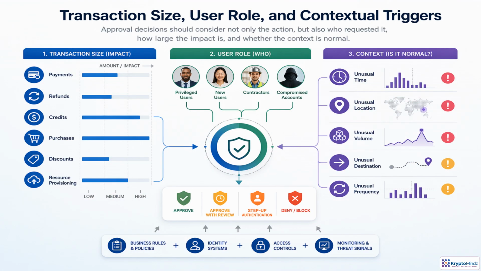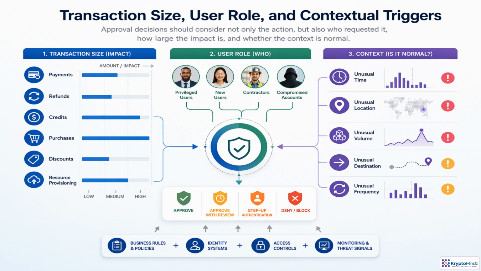Approval should not be a yes or no rule based only on the requested action. The same refund, purchase, or provisioning request can carry very different risk depending on size, requester, and context. A $50 refund from a trusted support lead is routine. A $12,000 refund to a new payment method from a contractor account is not. That should trigger stronger review, especially if the timing, location, volume, or destination looks unusual.